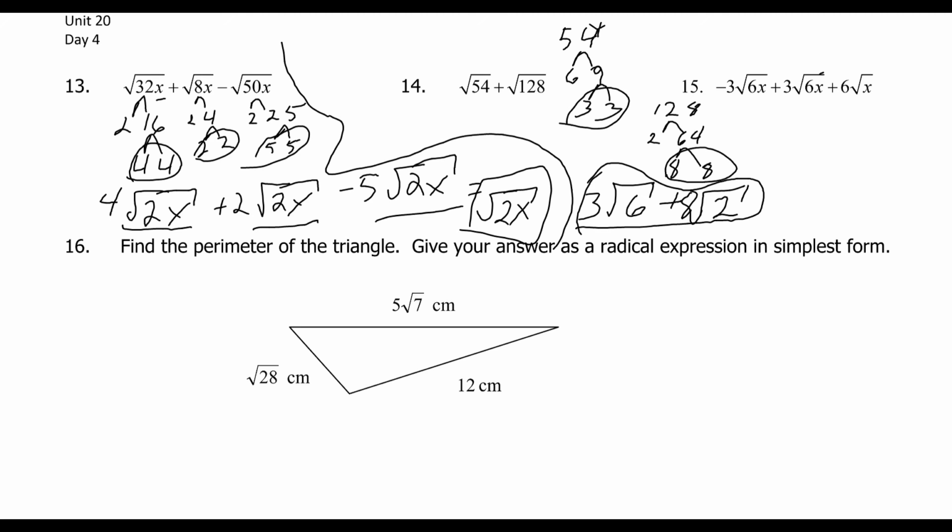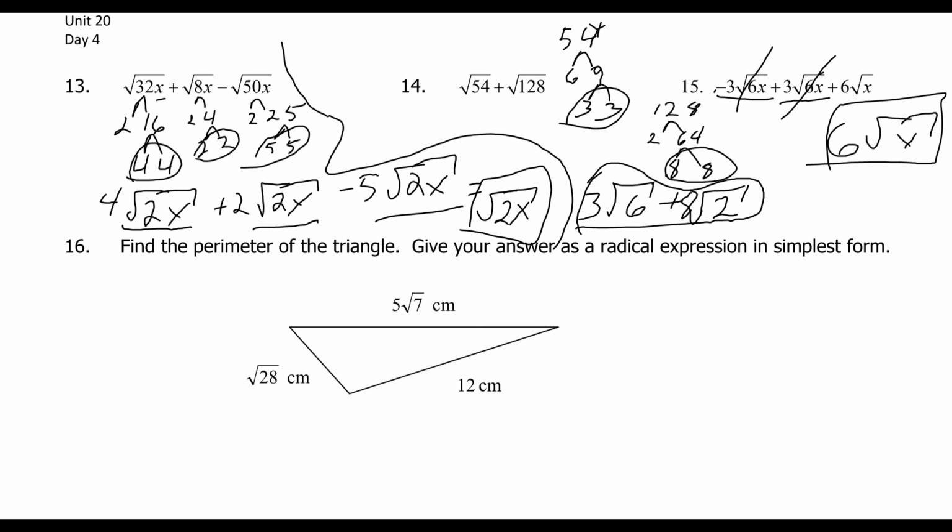Now, 15 is about as easy as they come. All you gotta do is be able to recognize that this is just the opposite of that. Boom, boom, gone. 6 root 6. Or 6 root x. Sorry, I keep on misspeaking, I apologize.